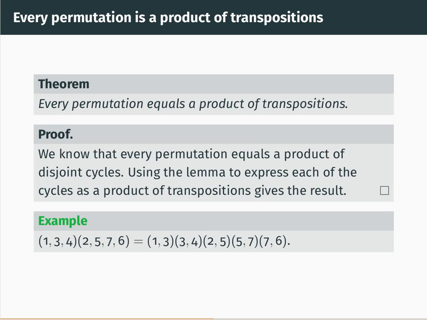So for example, if you have this product of cycles down here, then you can express that as a product of transpositions just by using the result from the previous slide twice. So (1 3 4), the 3 cycle, is equal to (1 3) composed with (3 4), and (2 5 7 6) is equal to (2 5) times (5 7) times (7 6). So that expresses that product of 2 cycles as a product of transpositions.